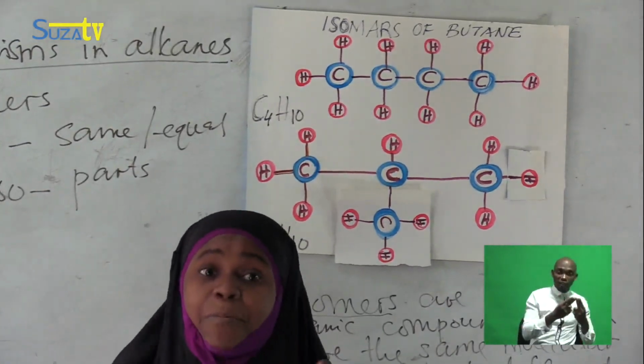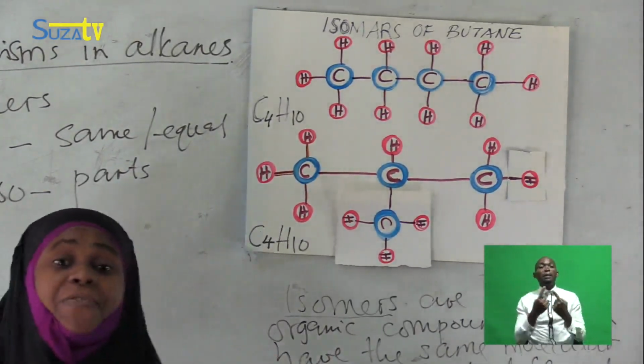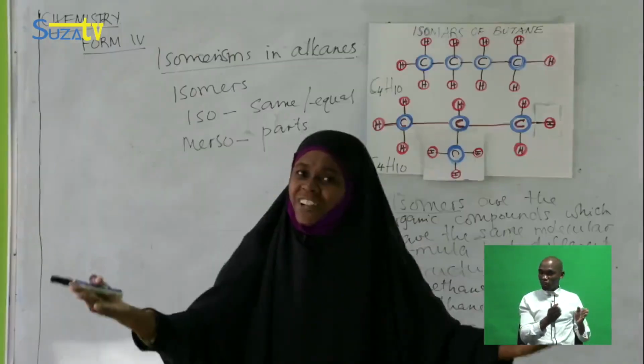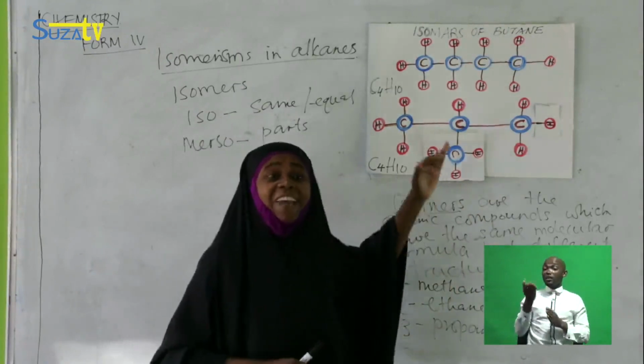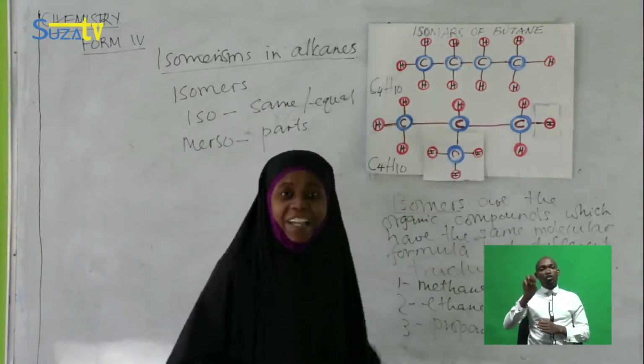We have the same number of atoms, but different what? Different structure. Thank you very much, my dear student. We have different structures. And this is what we call the isomers.